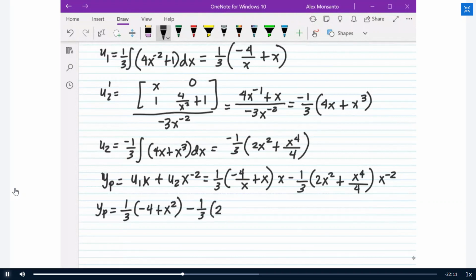So, I can have 1/3 times negative 4 plus x squared, minus 1/3 times 2x squared times x raised to negative 2 is 2, then plus x squared over 2. So, hindi pa po tapos yan kasi pwede mong i-multiply yan so that I can have negative 4 over 3 plus x squared over 3 minus 2 over 3 plus x squared over 6.